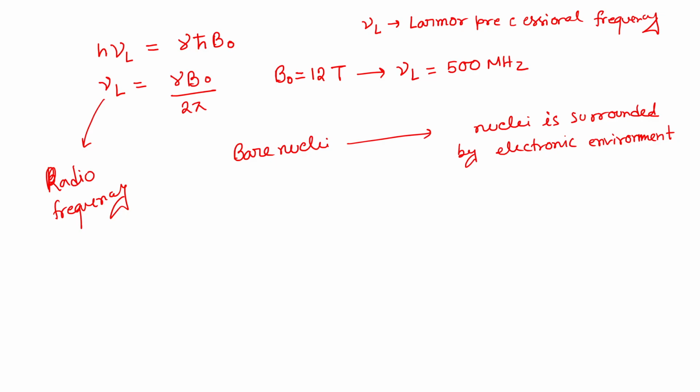But how do we know what is the effect of this electronic environment upon the nuclei? What is happening is that this electronic environment is going to create a shield around the bare nuclei. So if the external magnetic field given is B0, your effective magnetic field is going to be lesser than B0, and that effective magnetic field is given by B0 times (1 minus sigma), where sigma is your shielding constant.